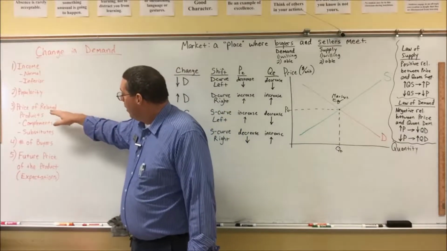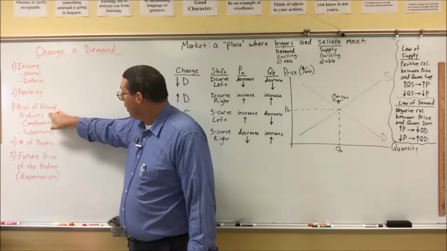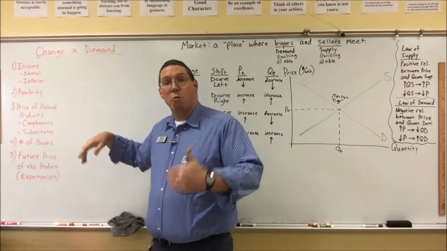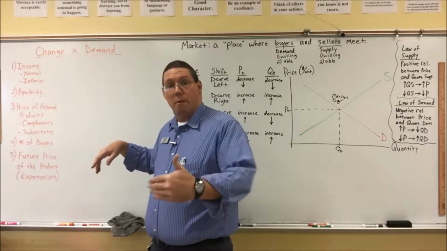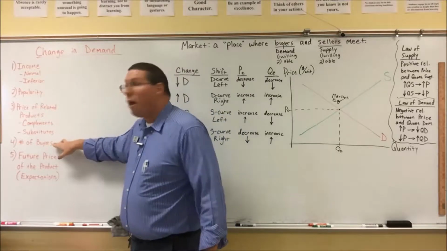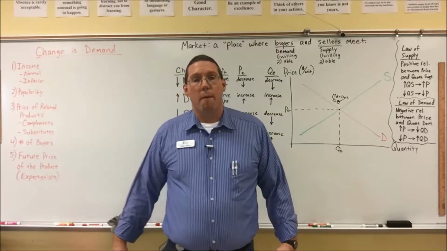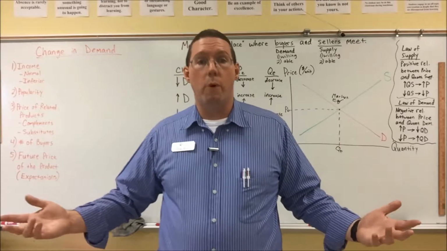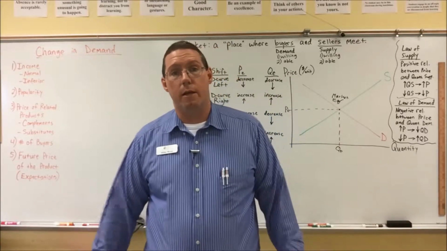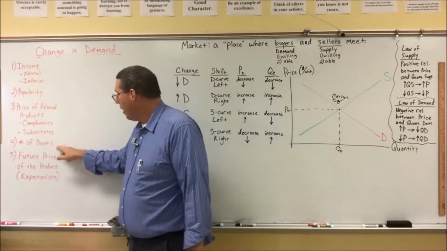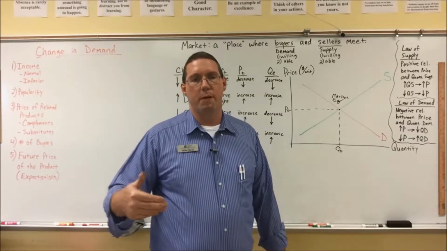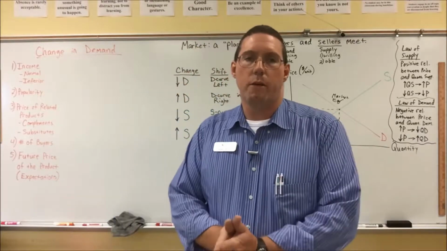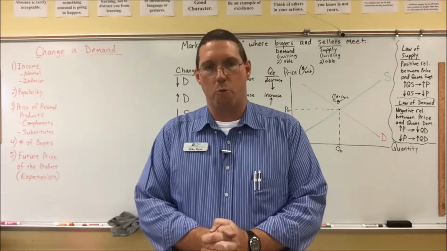So anyway, prices of related products will affect a buyer's willingness and ability to buy. The number of buyers in the market affects the overall willingness and overall ability of buyers to buy, and then the expectations of what the price of the product will be in the future, that's going to affect their willingness and their ability to buy as well, okay?